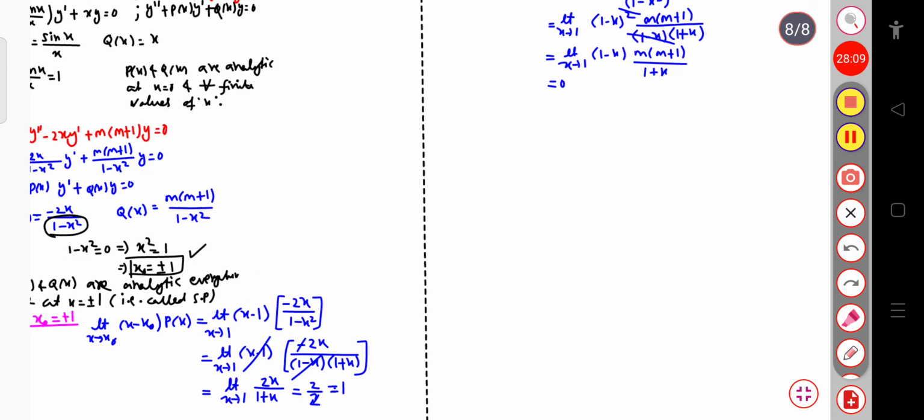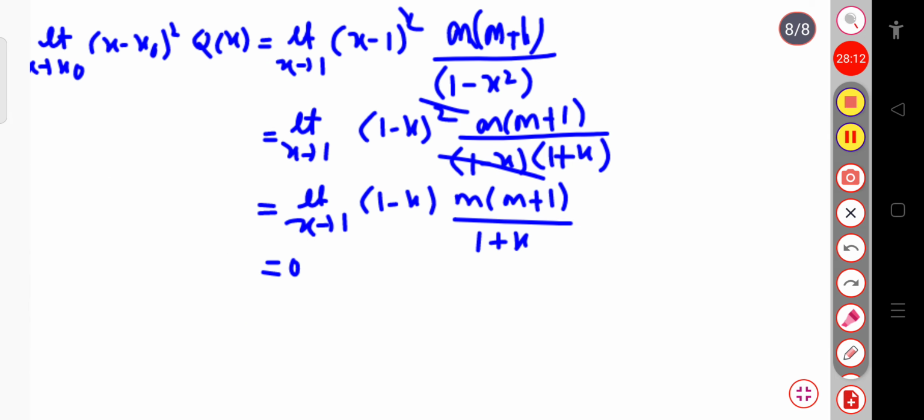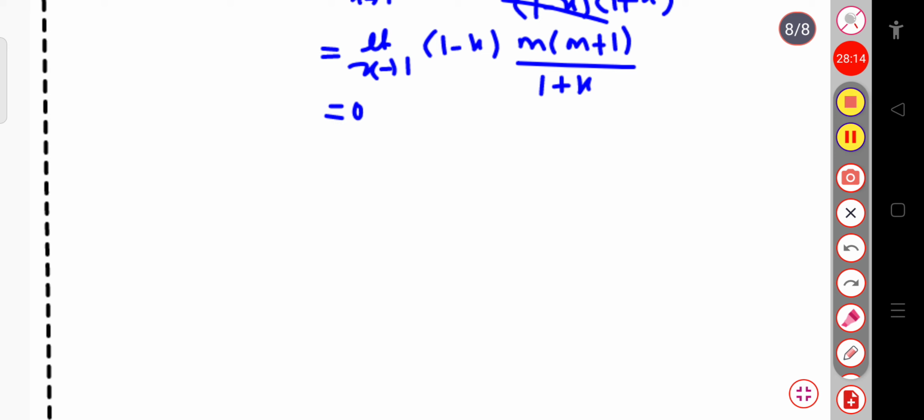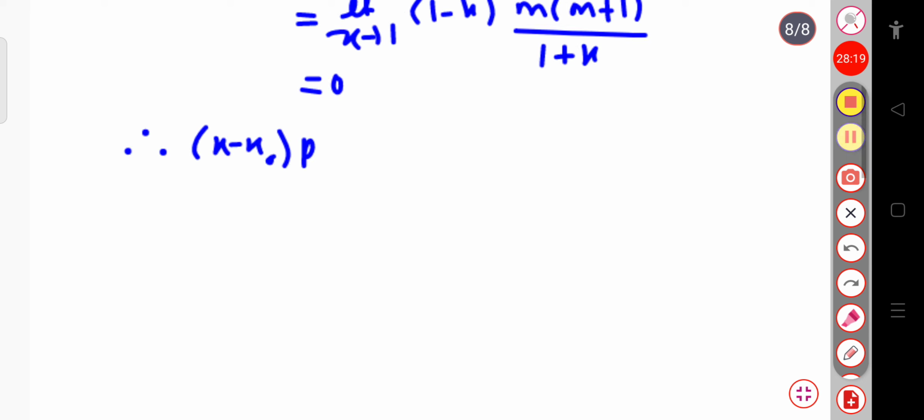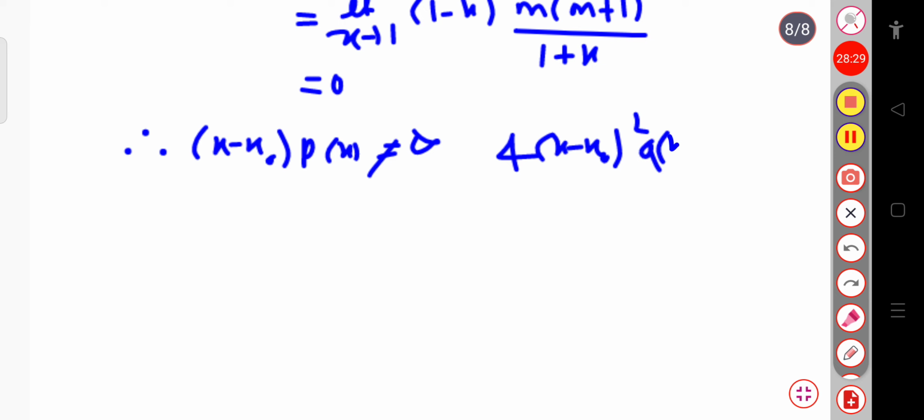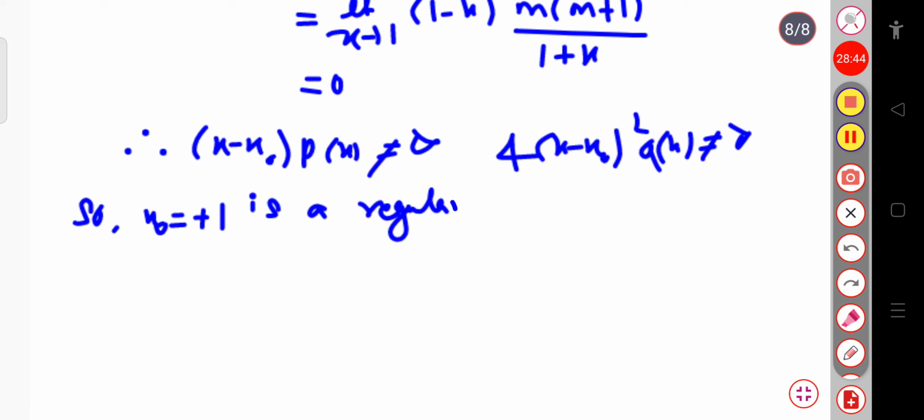Okay, so therefore, let me write: x minus x naught into p of x is not equal to infinite, and x minus x naught whole square into q of x is not equal to infinite. So x naught equal to plus 1 is a regular singular point.